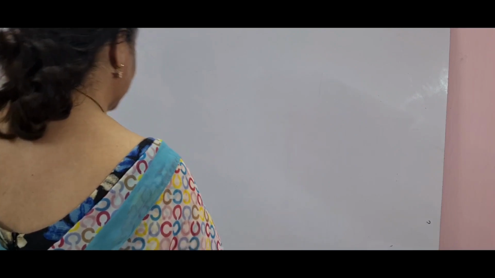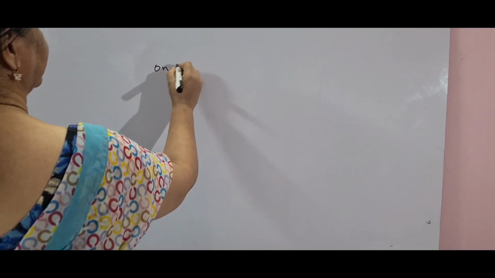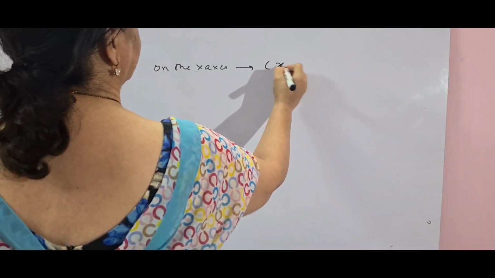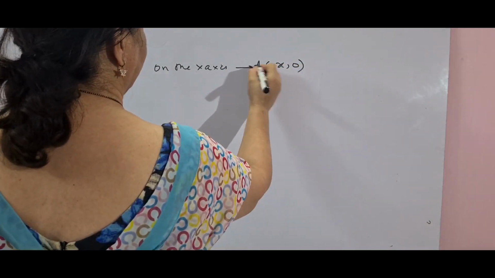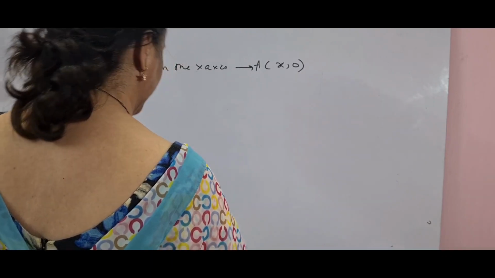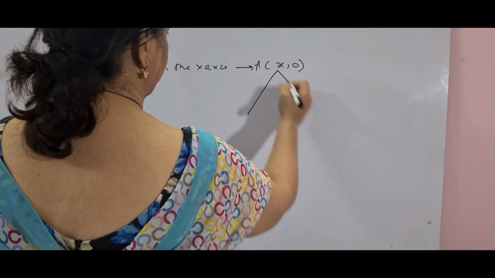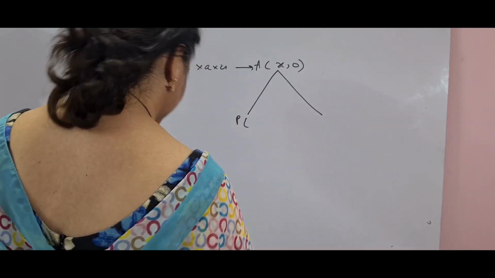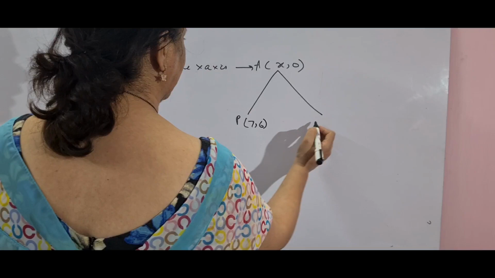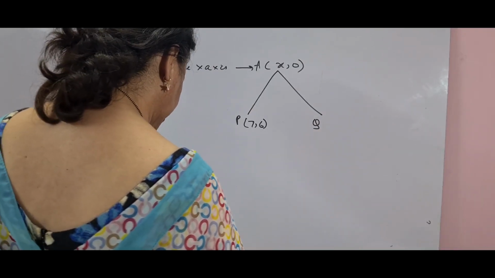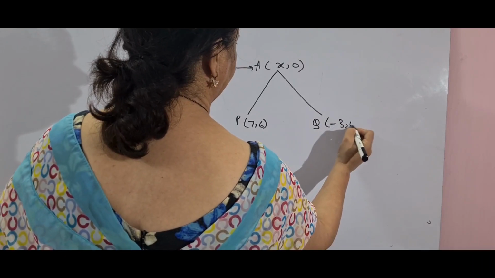What point on the x-axis? Again the point on the x-axis. I have told you the point on the x-axis is (x, 0). Let this point be A, and it is equidistant from two points. Let them be P, suppose (7, 6), and Q (minus 3, 4). I am naming all the points and you are also going to do it.